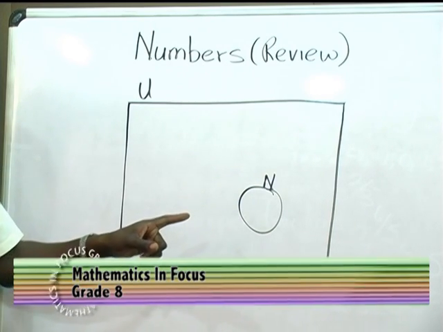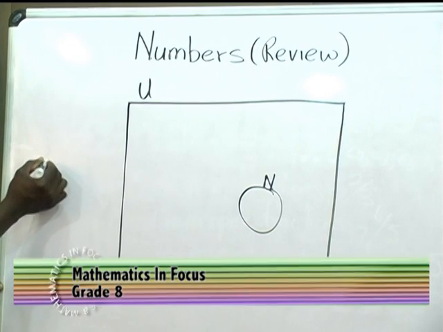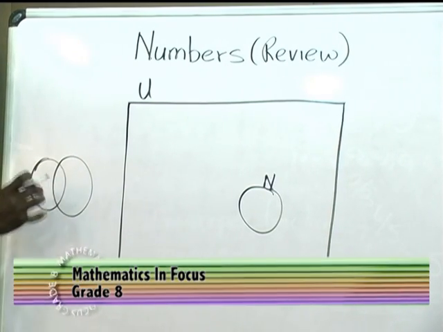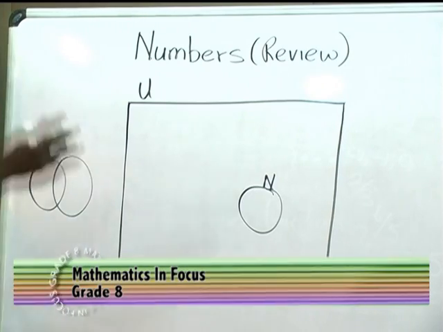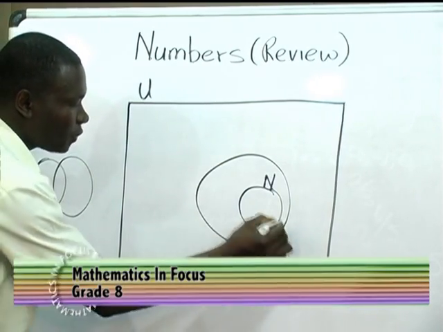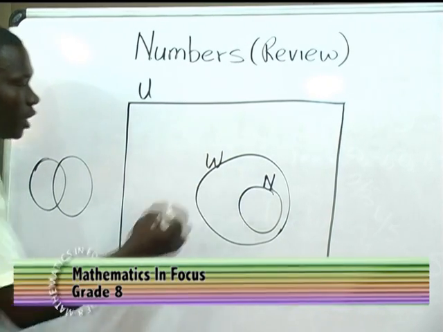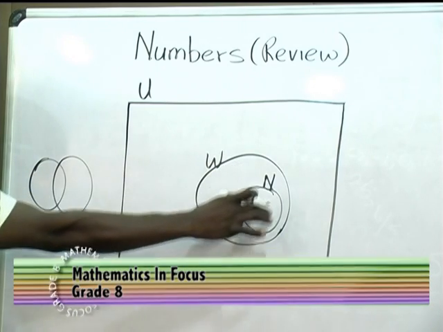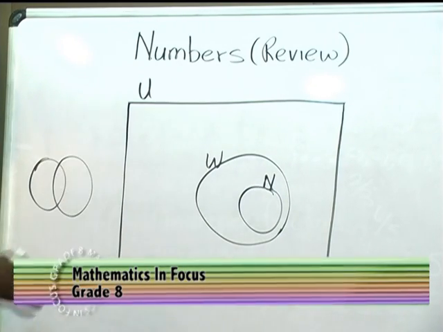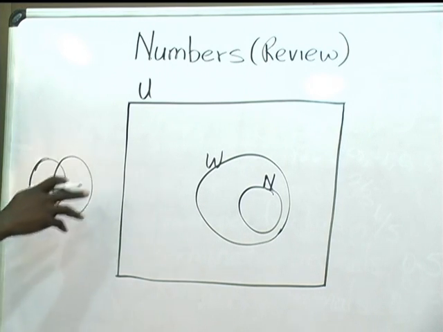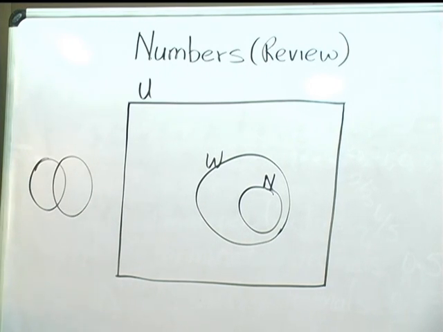Do you agree? So it is not a case whereby we have to join them in this manner, because we're talking about one set being a subset, so it must fit entirely into the other set. So then we can have the set of whole numbers in this way, because all natural numbers are part of the whole number set. And whole numbers are part of the integers. All whole numbers are integers.